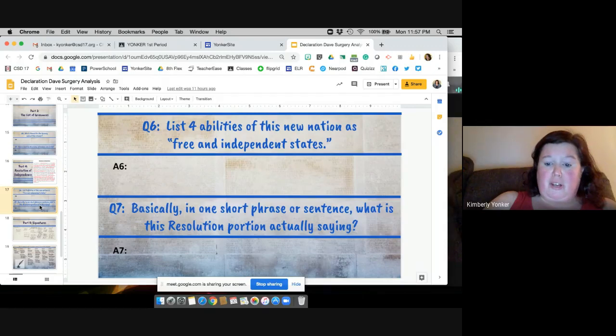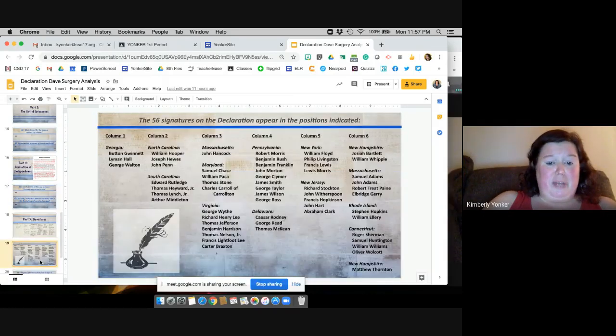Basically, in one short phrase or sentence, what is this resolution portion actually saying? Basically, it's, hey, yo, we're independent now. We are separate. We do not belong to you. We are our own country, bro. And that's about it. The hard part is trying to prove it now without Britain fighting back.